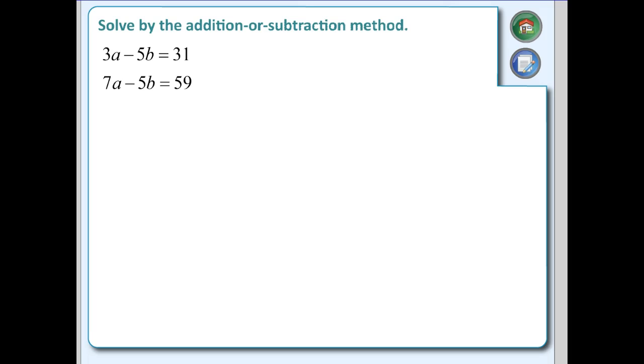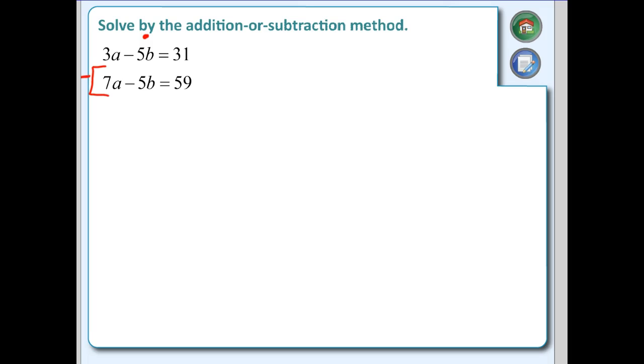Now when I look there, once again, substitution's not an option. I don't have a variable out of those 4 who's got an understood 1. But did you notice I've got negative 5b and negative 5b? The 5b's are the same. Now the problem is they're both negative. So in order for me to be able to eliminate one of them, I can subtract.